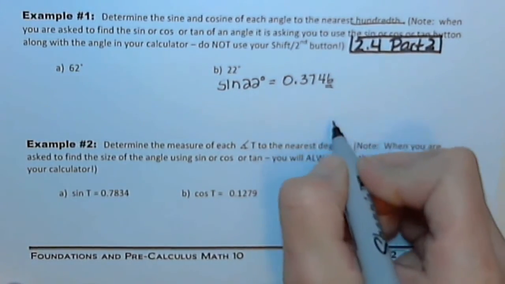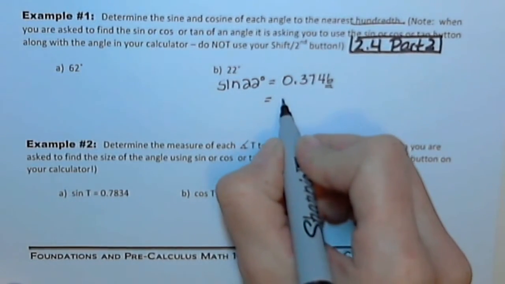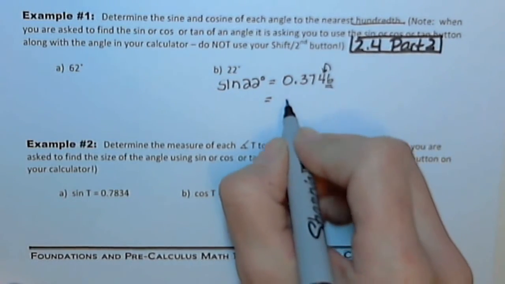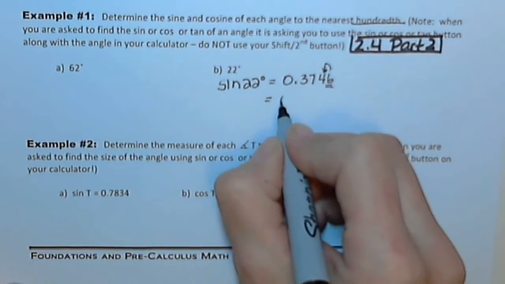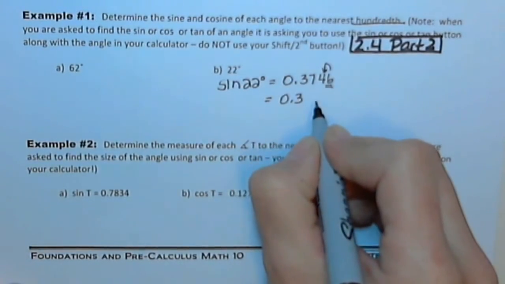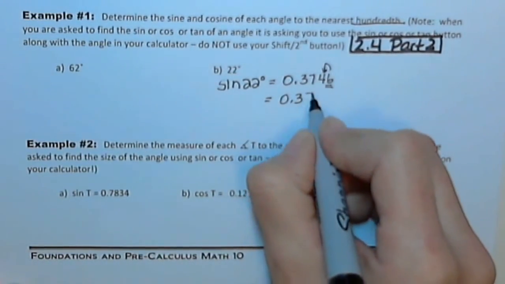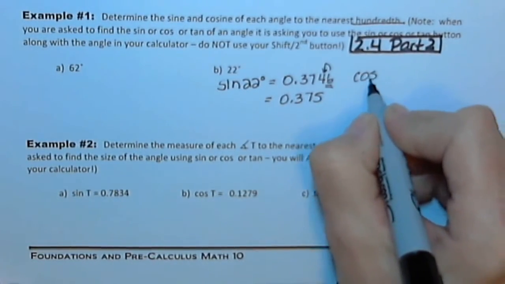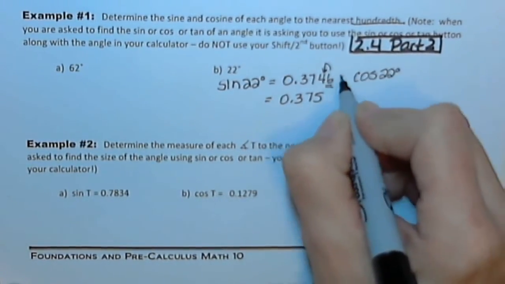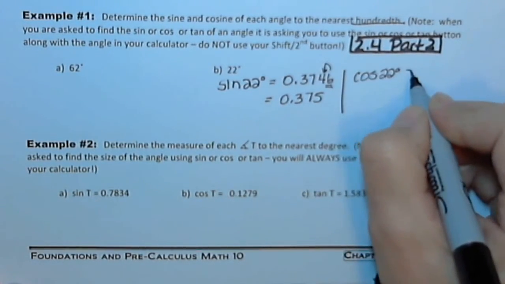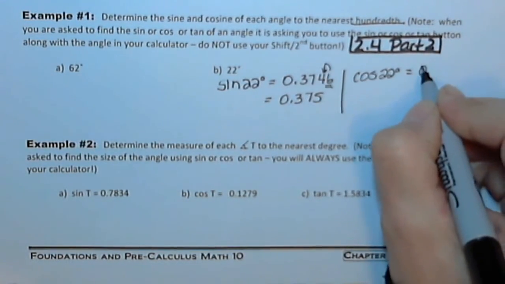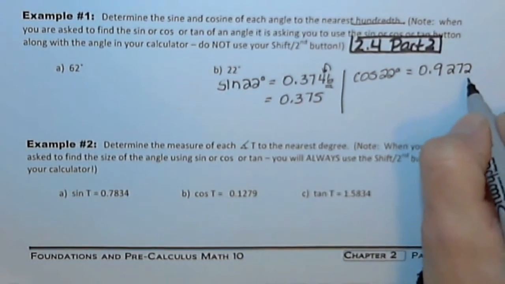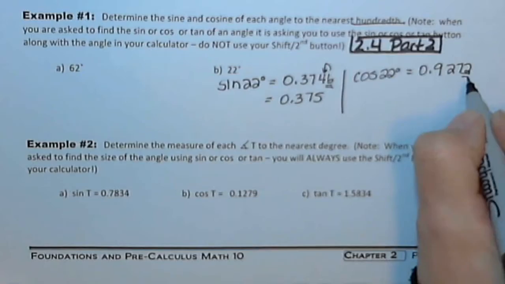So this last digit needs to go. If the digit that needs to go is 5 or bigger, the digit that's left behind right in front of it is going to get bounced up 1. And that's going to be the situation in this case. We're going to end up with 0.375. Now the cosine of 22 degrees will turn into 0.9272.